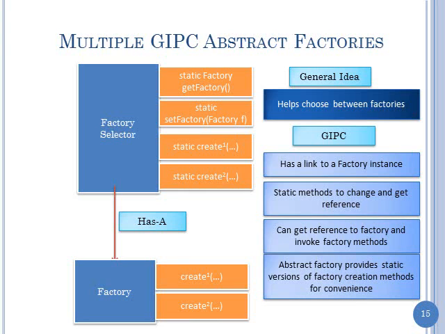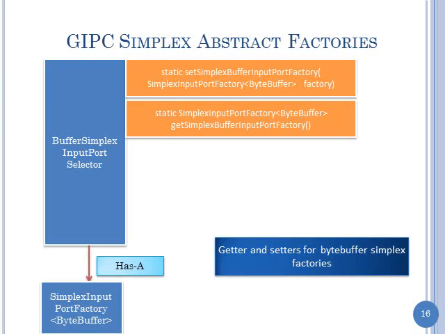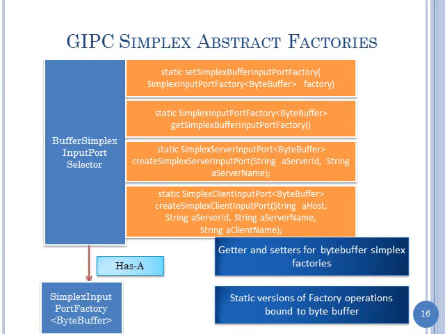So abstract factory provides static versions of factory creation methods for convenience. And so this is essentially abstract. Here's a factory, that's just an example. And this is the byte buffer factory. This is just showing you how the example I showed you, changing the NIO with sockets, works, because you just go in the selector and assign to the selector a different factory object. Not only do you, if you change the factory method, have to change the selector, but then you have to change all the other factories you created as well.